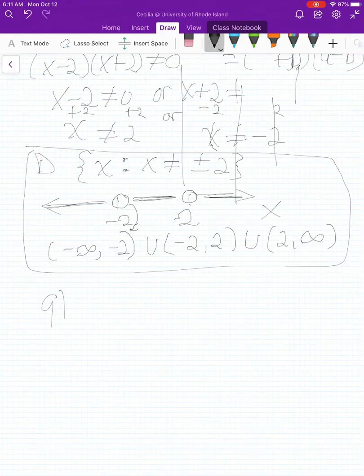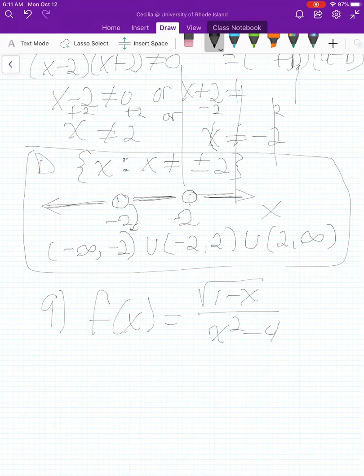For the next problem, we're going to be looking at a challenge problem. We need to find the domain of f of x when we have the square root of 1 minus x in the numerator, and in the denominator we have x squared minus 4. So this is a combination problem, and it requires that we address each piece and then put all the results together in a sign chart.